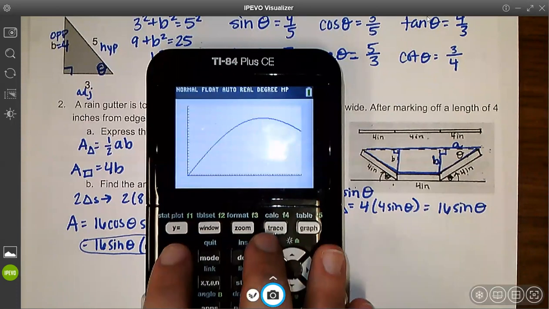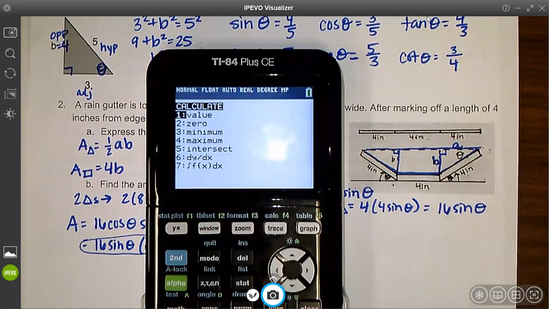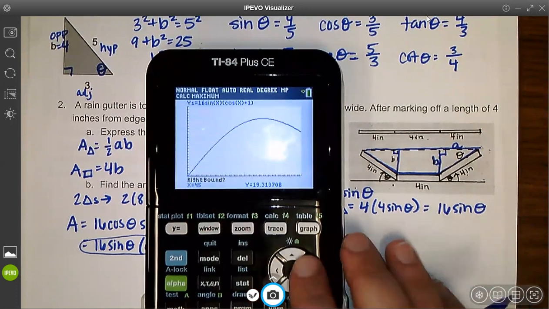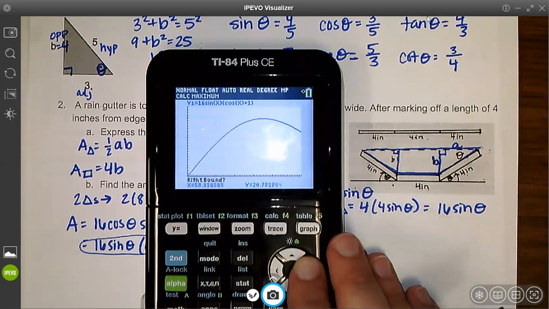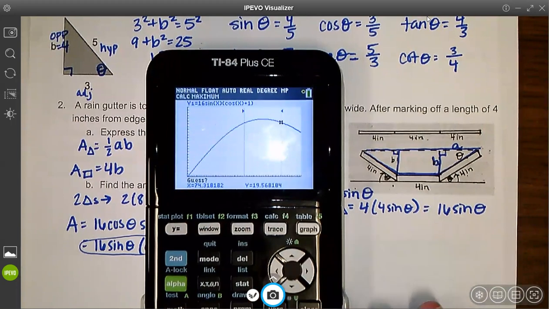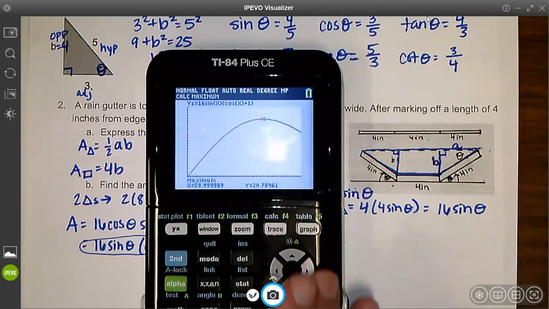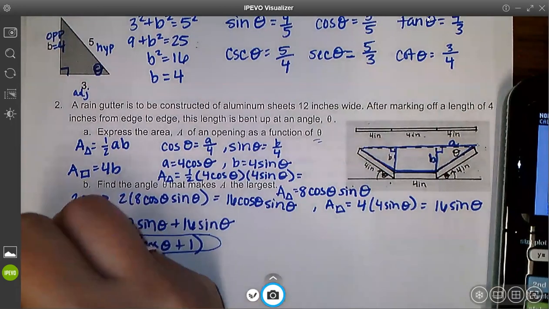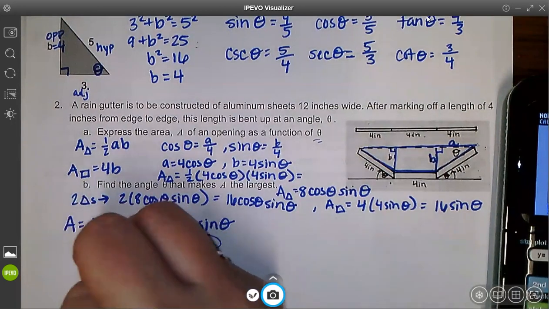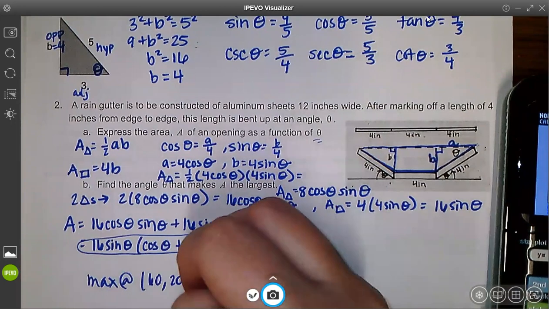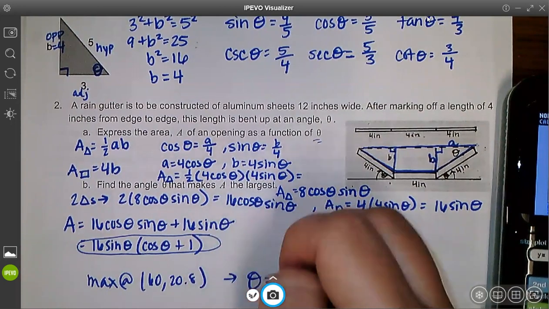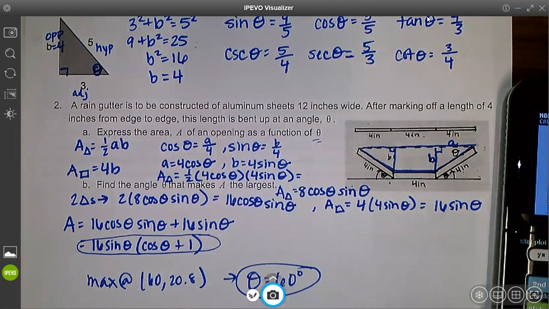And now for my maximum, I'm going to use second trace, option 4. You can also do this on Desmos. Left bound to the left of my maximum point, and then I'm just watching my y values to see when it peaks and when it goes back down. Right bound, enter twice. And my maximum is at 60 degrees. And then my area at that point is 20.8 inches squared, roughly. So my maximum is at 60, 20.8. So my angle measure is going to be 60 degrees. That gives me the biggest area for the inside.